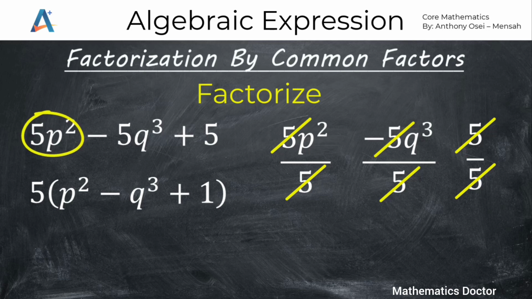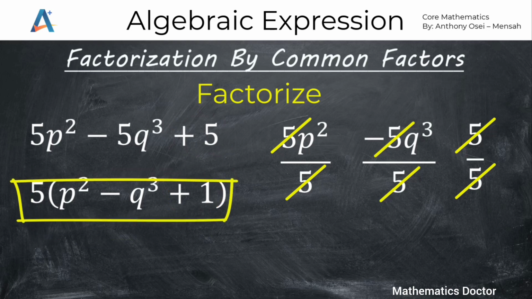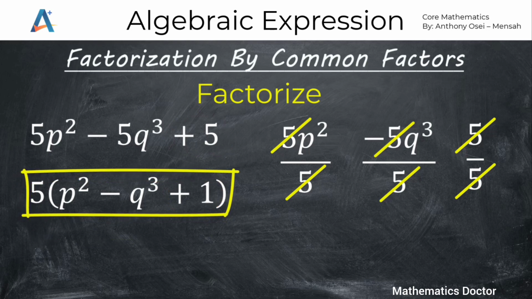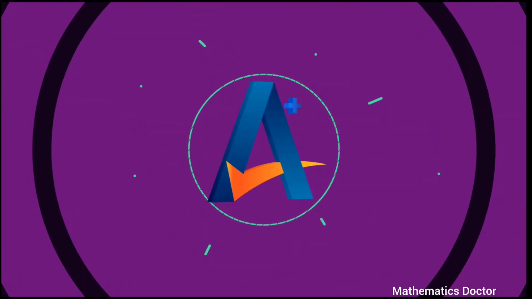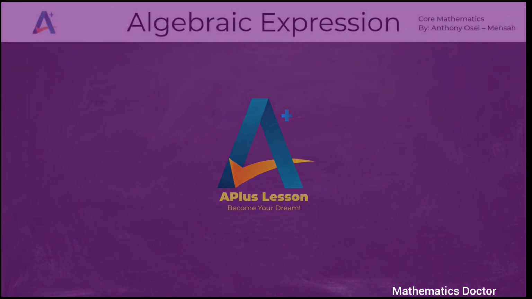just say 5p squared divided by 5. 5 will cancel 5, remaining with p squared, minus 5q cube divided by the common factor 5. 5 will divide 5, remaining with minus q cube. Then finally, positive 5 divided by 5 will give us 1. So finally, this is our answer, which is 5 into bracket p squared minus q raised to the power 3 plus 1.